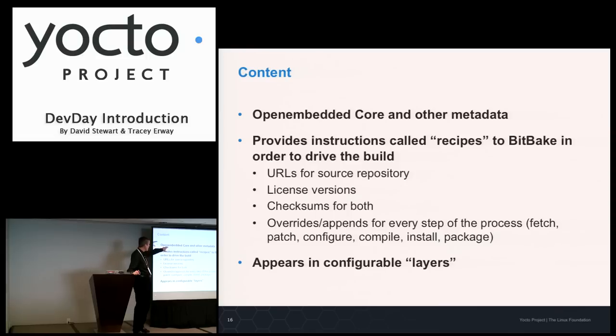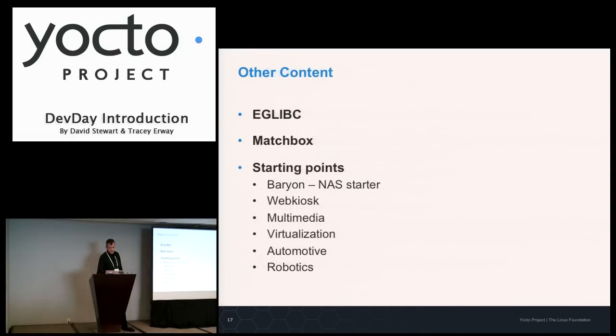A large part of this content is actually part of an open source project called Open Embedded Core. This is the core metadata for the Open Embedded project. We work with the rest of the community to really make sure that core metadata is solid. And then there's other content. EGLibC is part of the Yocto project. That's part of the umbrella. Matchbox is another example. There are a number of these small open source projects that are part of it.